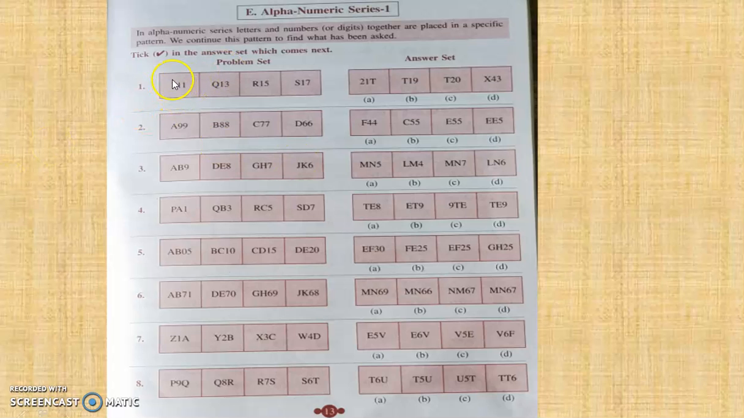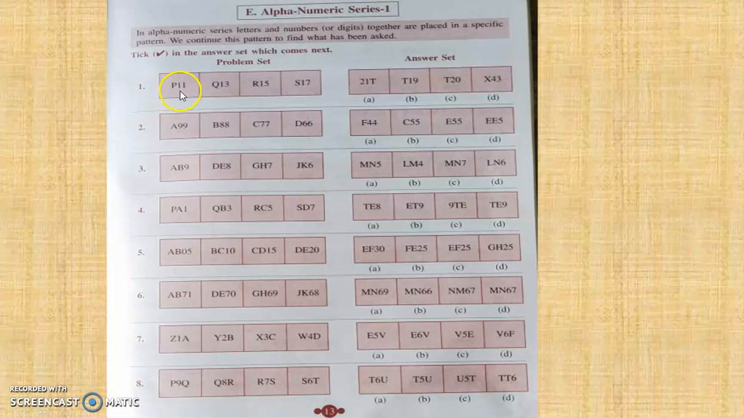P11 is given. P Q R S. The letter sequence is P Q R S. So after S, T should come, right? And it is in the first letter, that means in the first place. So T should be coming over here. I have to mark T T. So two T is in the front. So within these B and C only the answer will be, right.